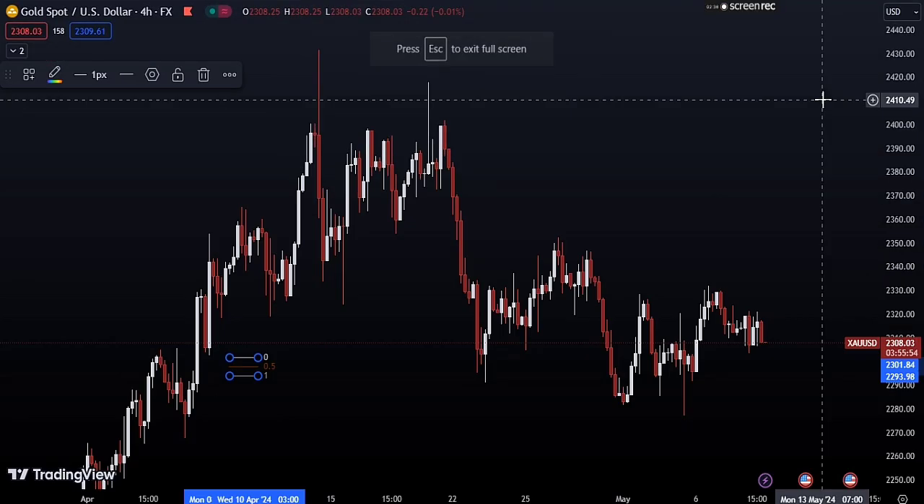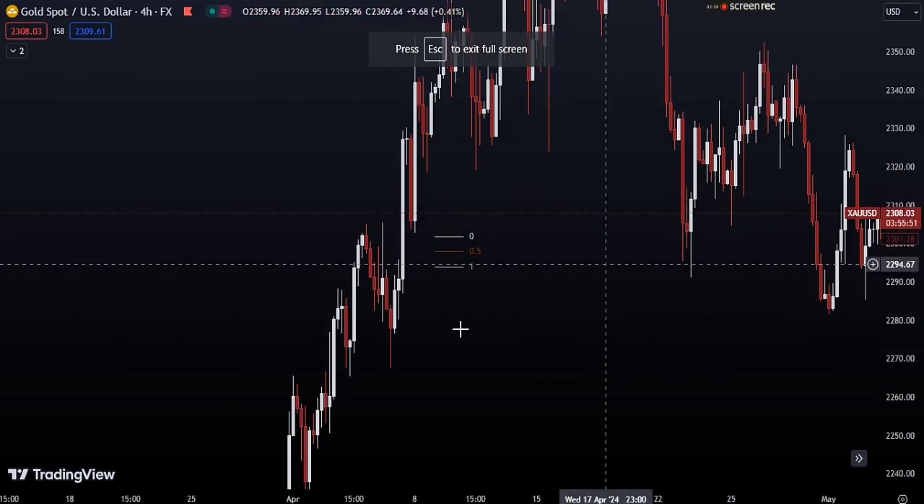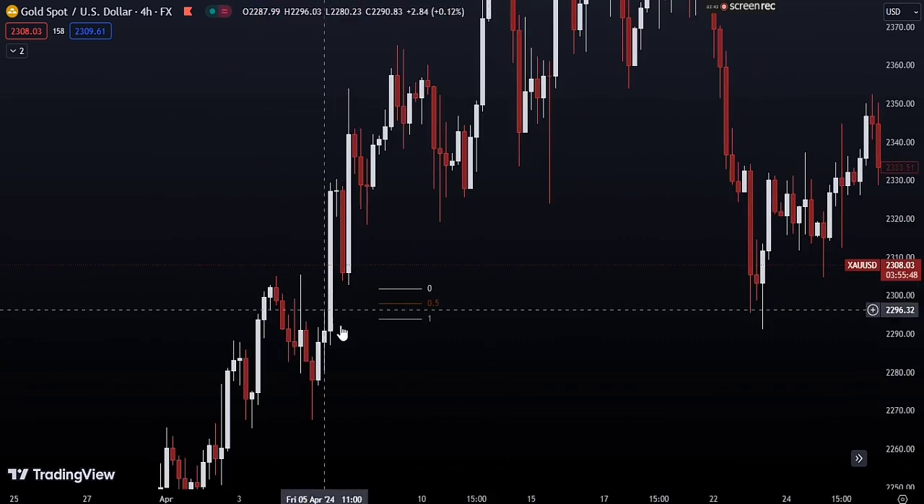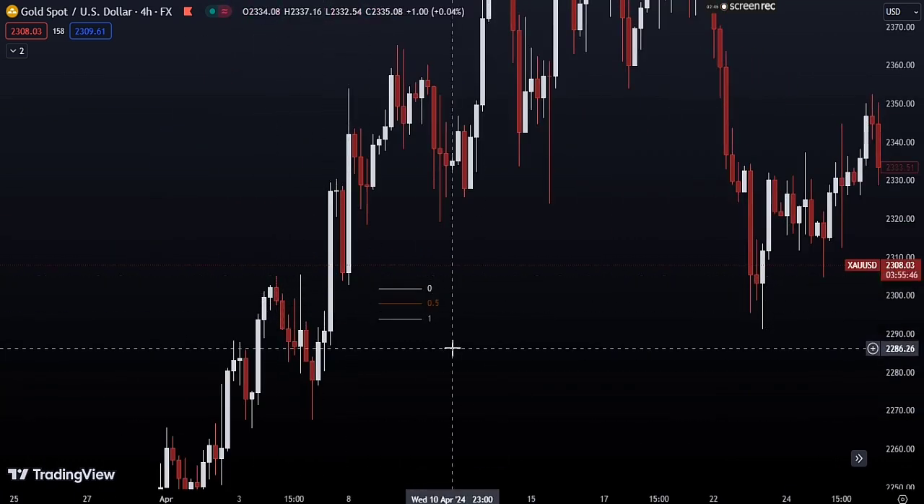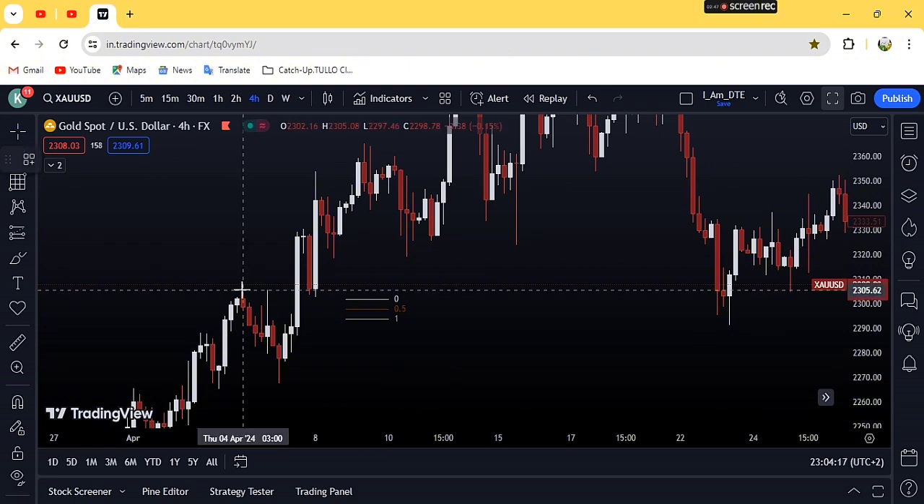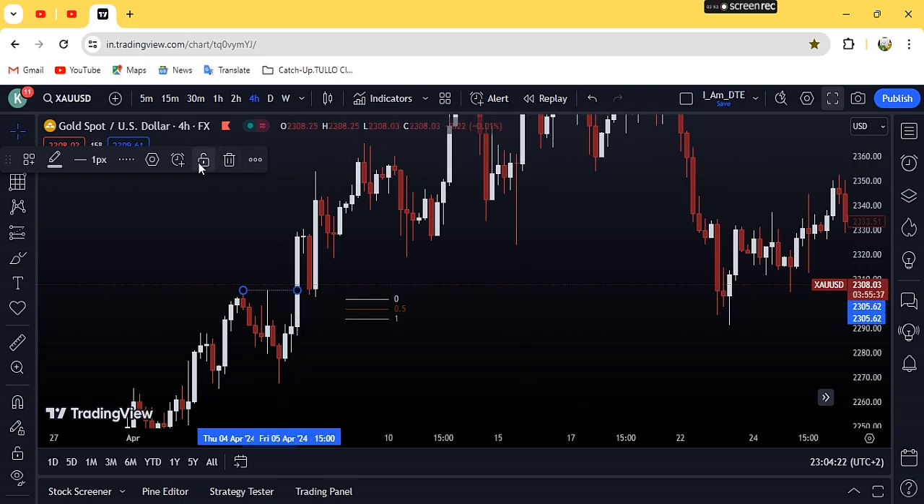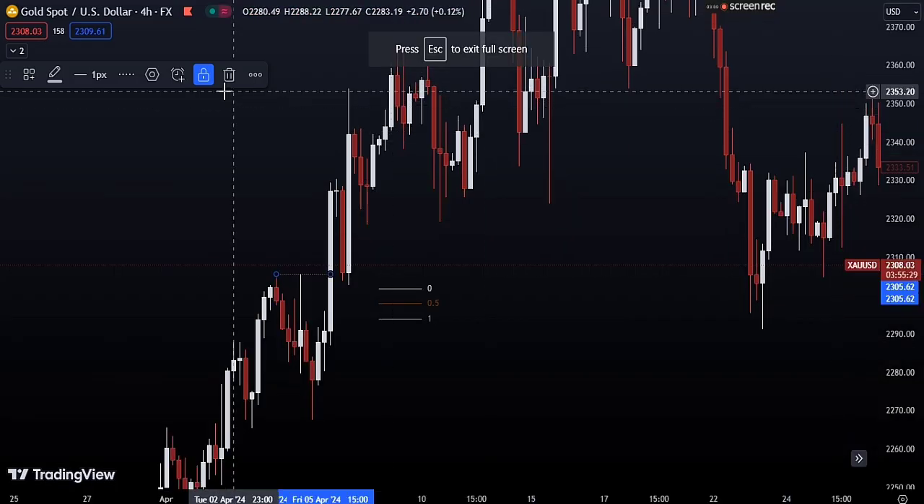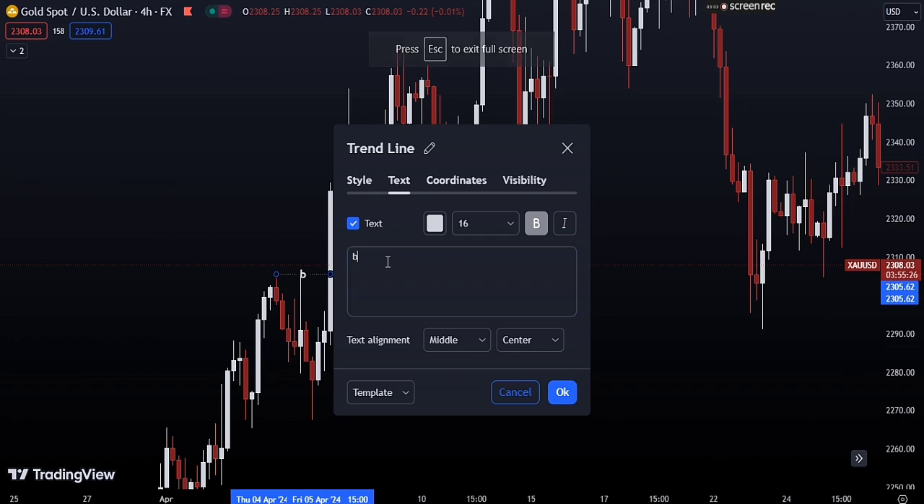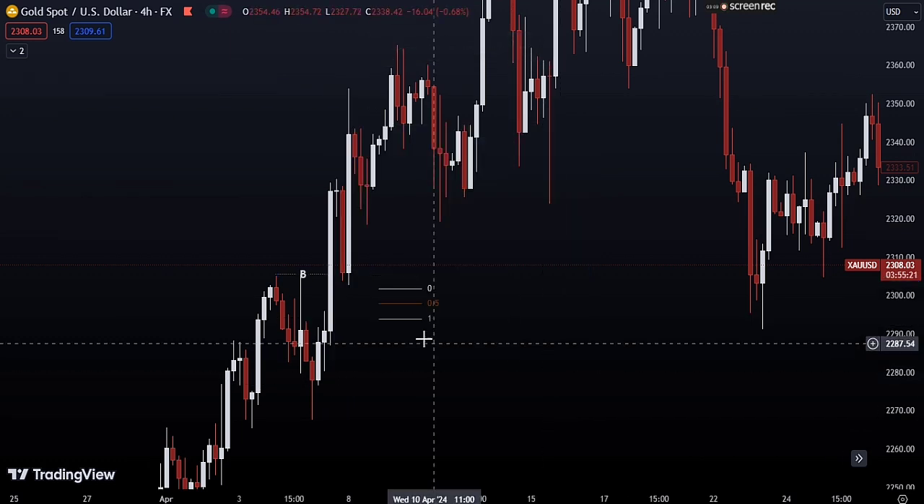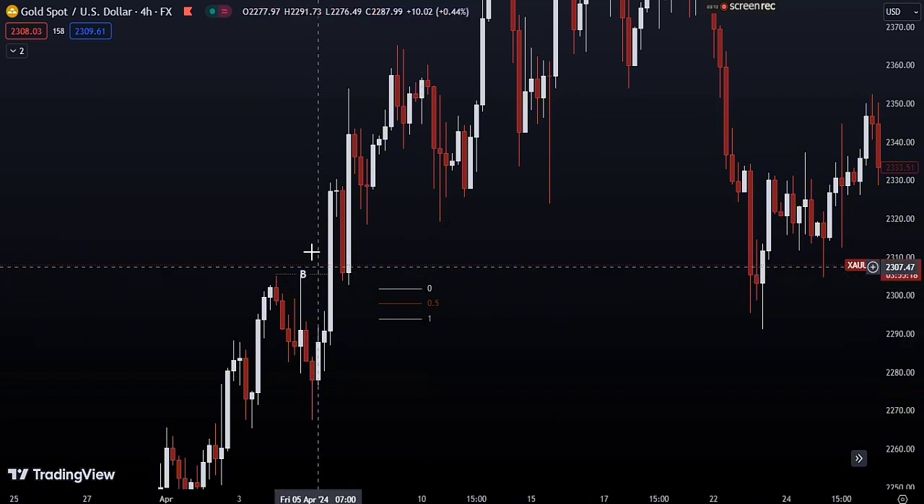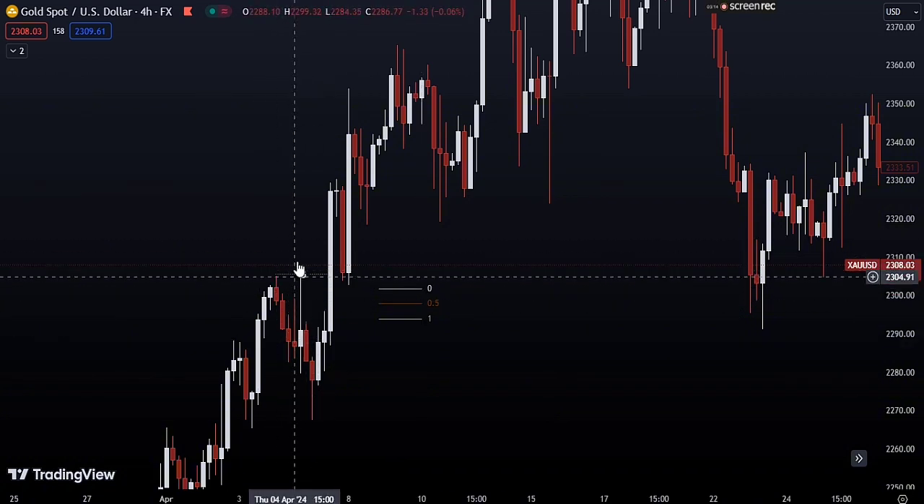Let me just put it here, right? So if you look at this here, the price took out this swing high, which initiated this break of structure, right? Let me just make it this good, and it's just basically a break of structure. Break of structure, 16 bold, good.